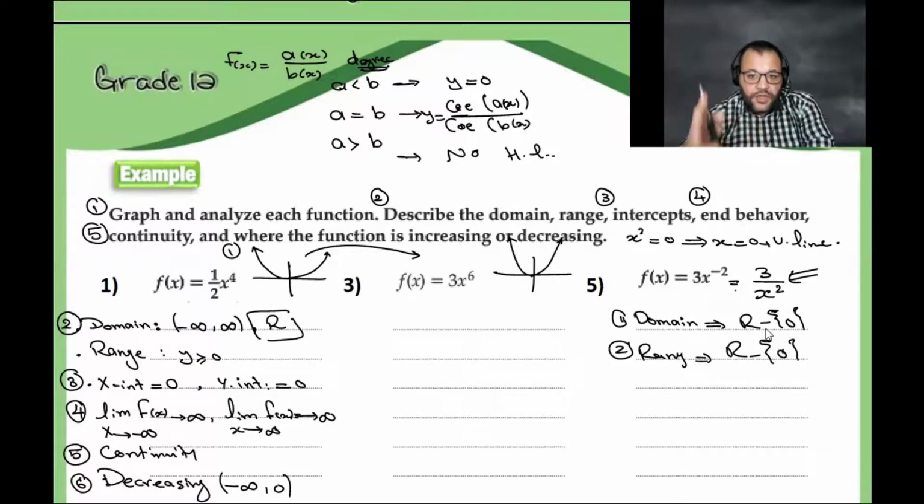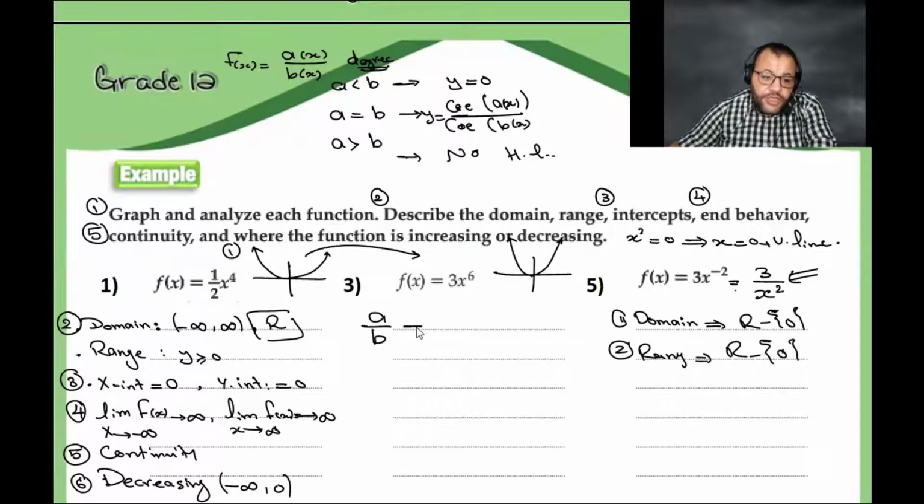Why will you find all of the answers except 0? Because the function is defined for the other values except 0. Look at the fraction a over b. This fraction is defined if b is not equal to 0. And a over b is equal to 0 only if a equals 0.